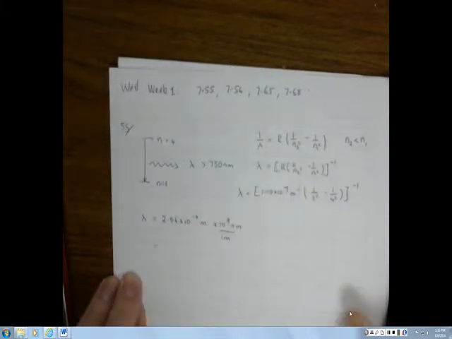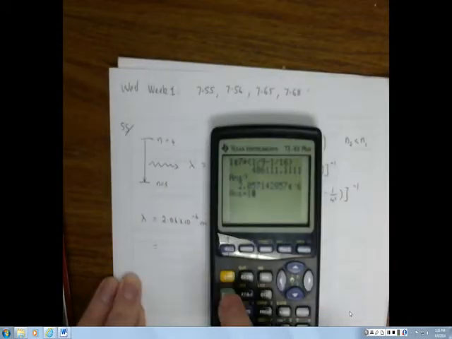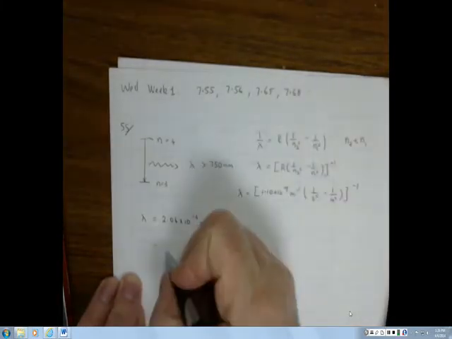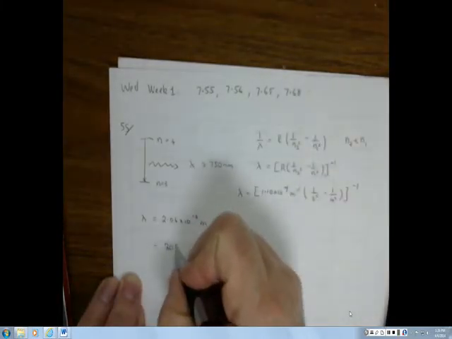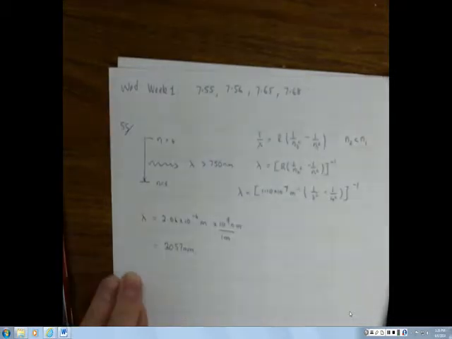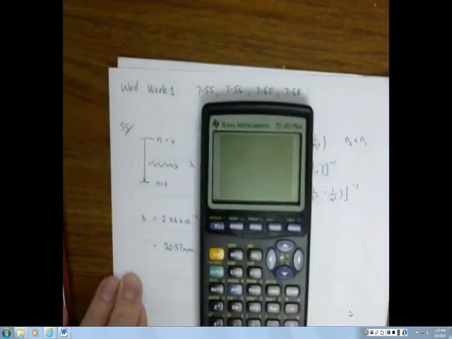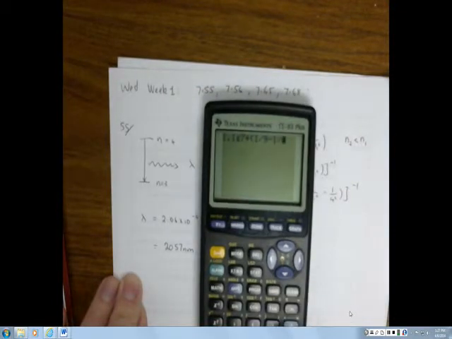Let's see if we got it right. Times 1 by 10 to the 9, 2057 nanometers. Sure is greater than 750. Let's just double check that I got everything right. 1.1 exponent 7 times 1 divided by 9 minus 1 divided by 16. Close the brackets. Take the inverse.